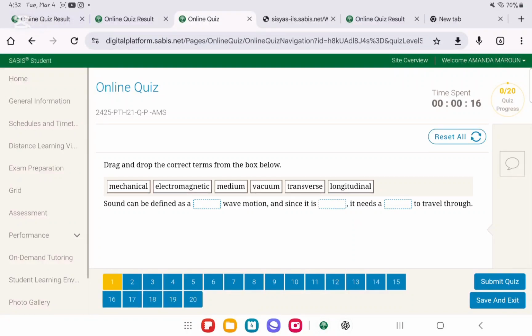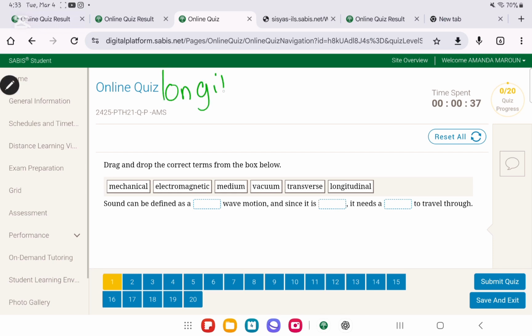So today I'll be explaining the physics AMS of term 2 week 11. Now, let's start with the first question. Drag and drop the correct terms from the box below. Sound can be defined as a what wave motion, and since it is this, it needs a what to travel through. What you need to know is that we have two types of wave motion.